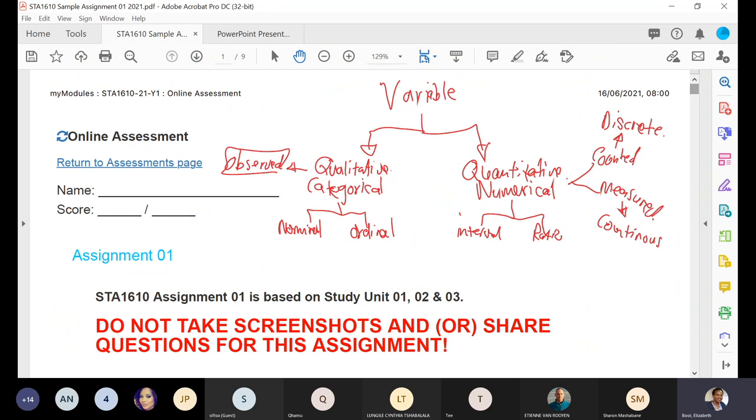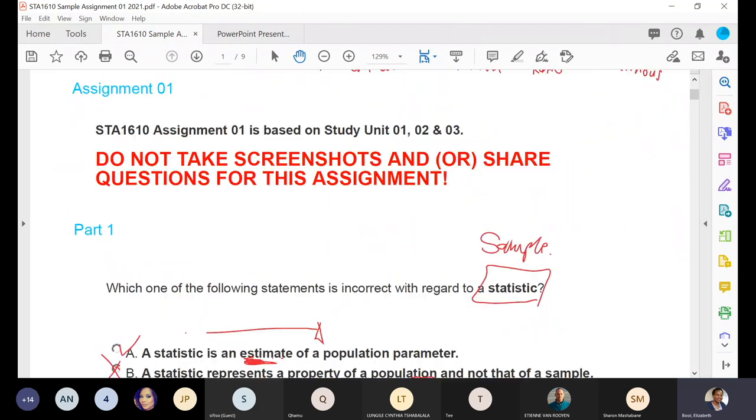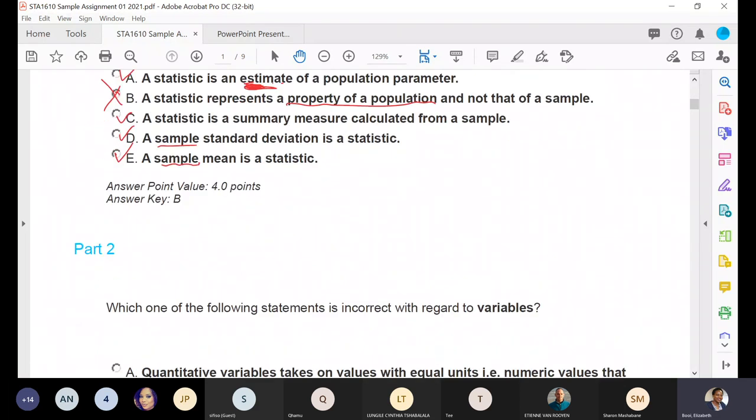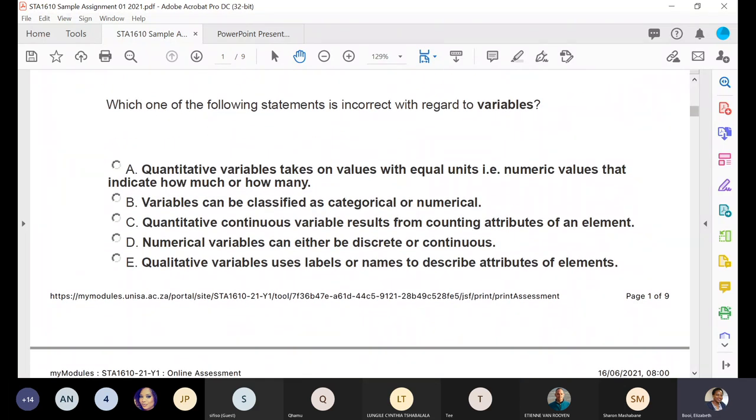You cannot look at a person and say, you are 37 degrees Celsius. We're not going to get it right. So we need to take a thermometer and measure the temperature. So let's go back to our question. Which one of the following statements is incorrect with regards to variables?